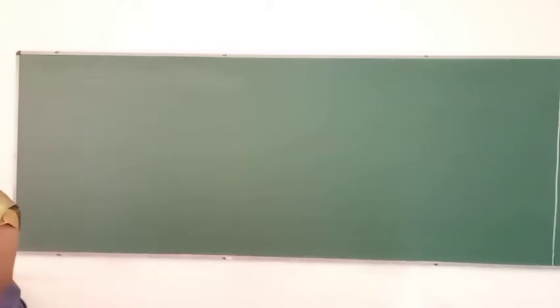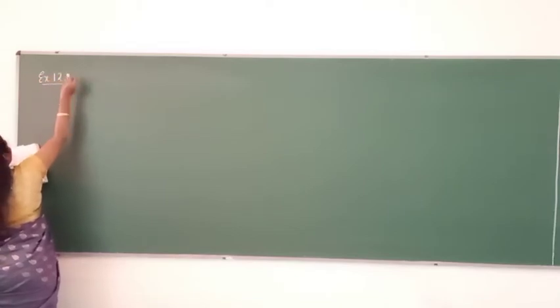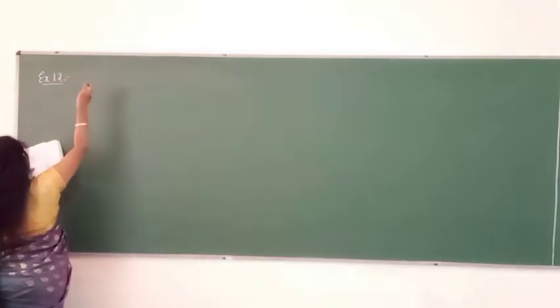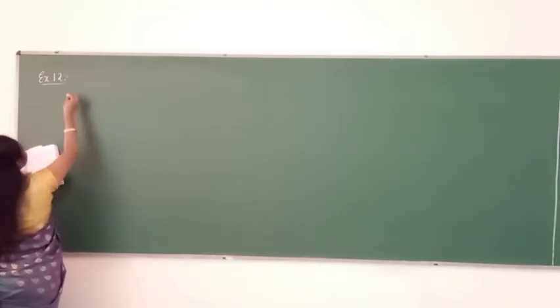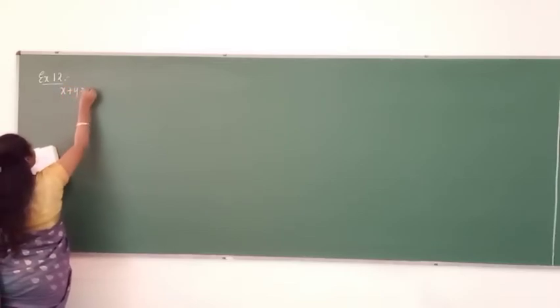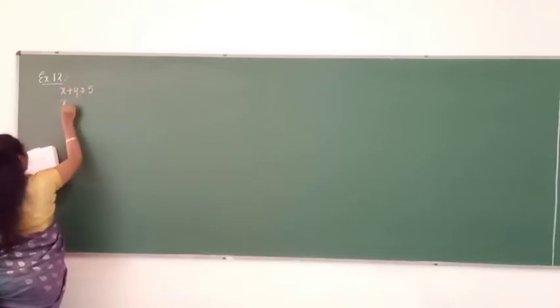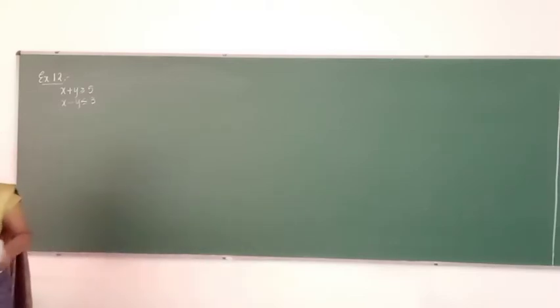That is solved example 12, page number 127. So what does the question state? Solve the following system of linear inequalities graphically: x plus y is greater than or equal to 5, x minus y is less than or equal to 3.